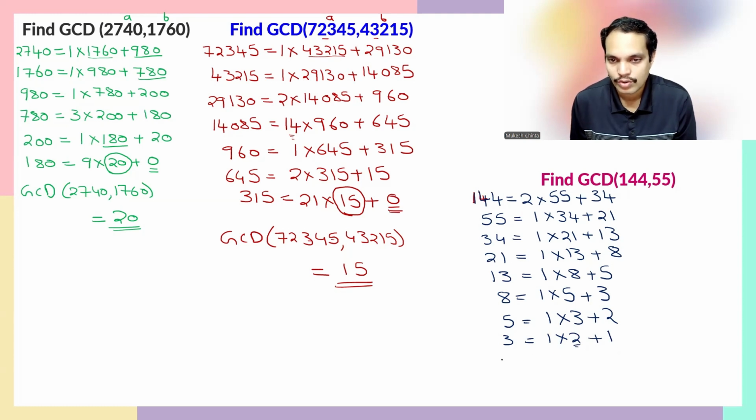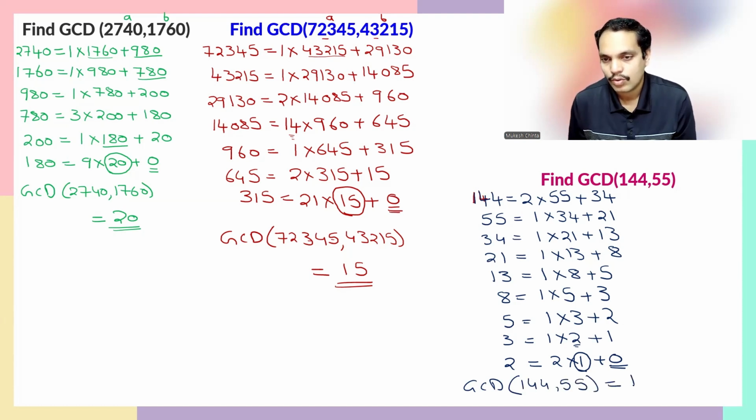So I have to take this value now. 2 is equal to 2 into 1 plus 0. Now I got a 0 remainder. Now what is the GCD? What is the value in the B position here? It is 1. So the GCD of 144 comma 55 is equal to 1. This is how you calculate it.